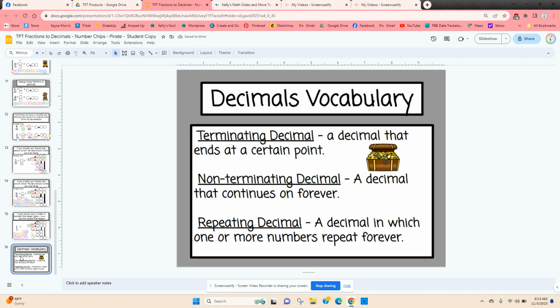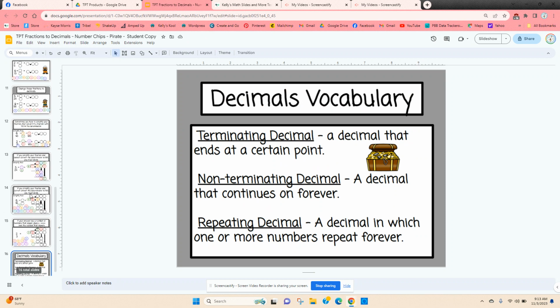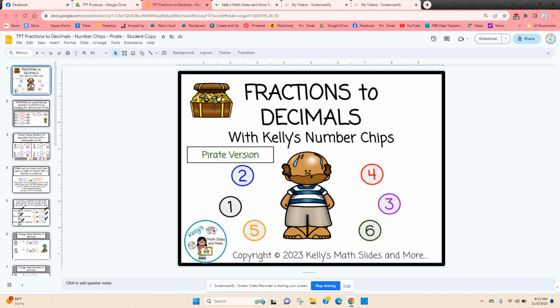It ends with some decimals vocabulary. And so that is converting fractions to decimals with number chips. And this is the pirate version.